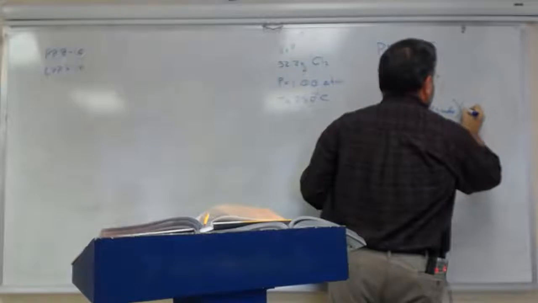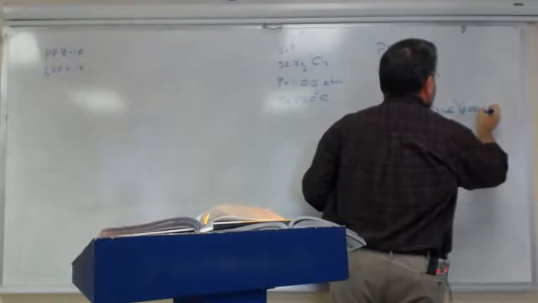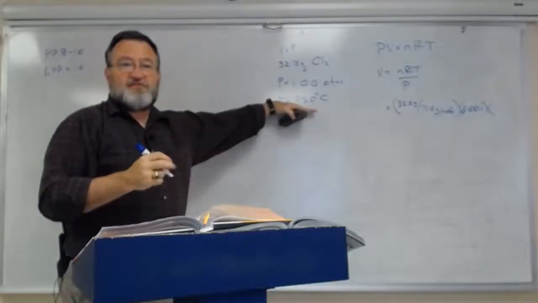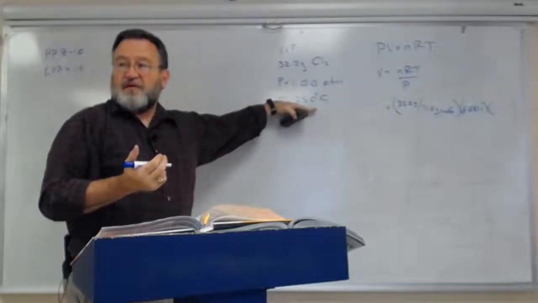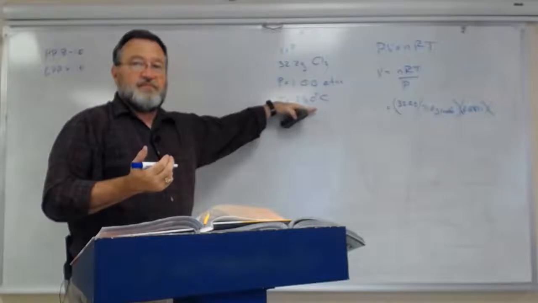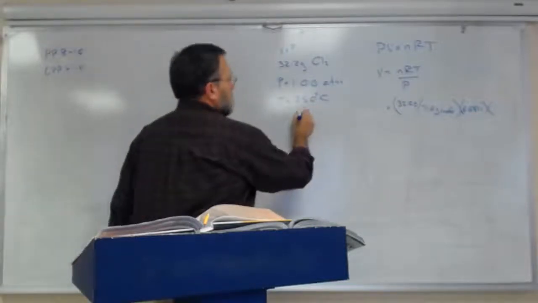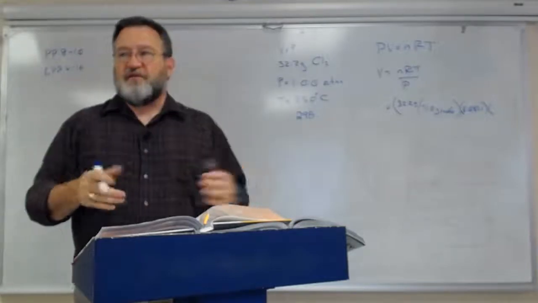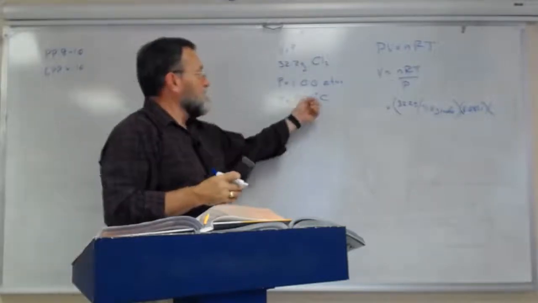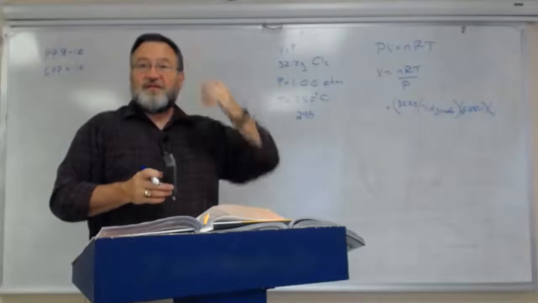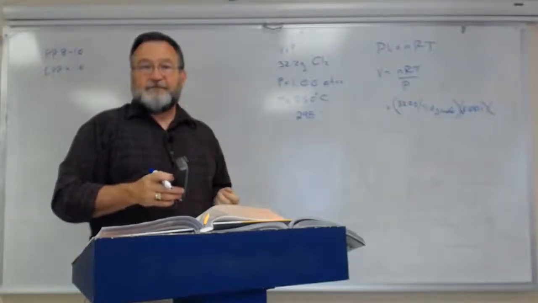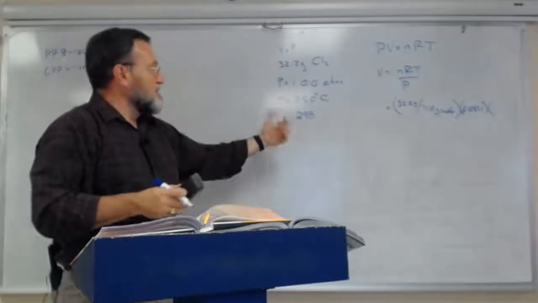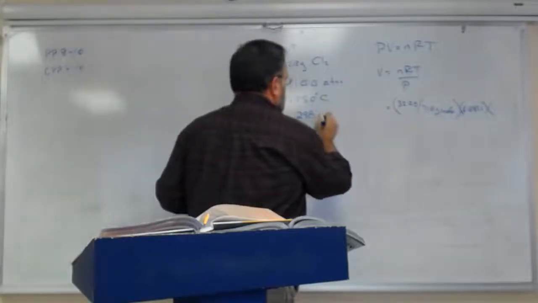R is going to be 0.0821. Temperature, I've got it in Celsius, but I need to use it in Kelvin. So what is my degrees Kelvin going to be? Now I differ with the solution manual on this because they give us to the 10th place, right? When we add 273.15 to 25, we get 298.15.